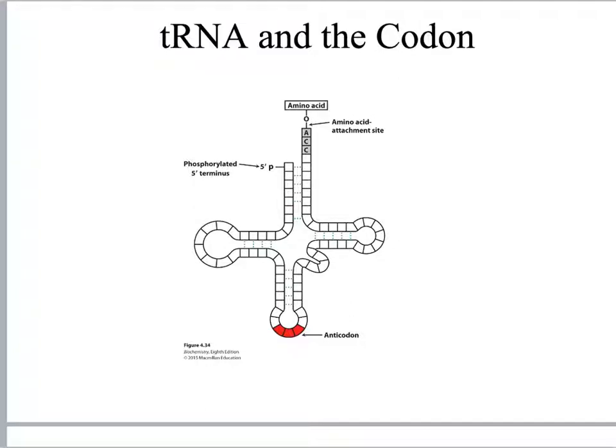The template region is a sequence of 3 bases called an anticodon. Okay, so here's our anticodon, 3 bases here. And this anticodon recognizes a sequence of 3 bases on the mRNA. And the sequence that it recognizes on the mRNA will be the codon. So it recognizes a codon on mRNA.